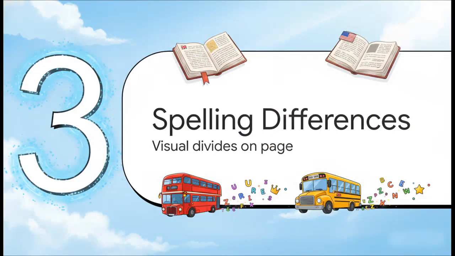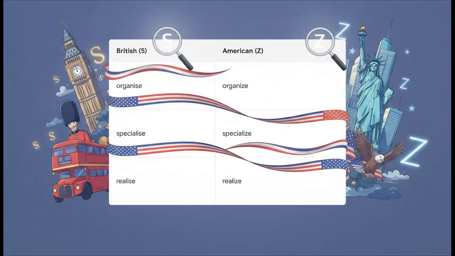Section 3. Spelling rule differences. These are strictly visual divides on the page. While these words sound virtually identical when spoken out loud, how you type them is a completely different story.